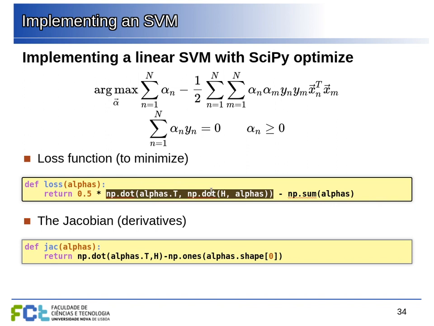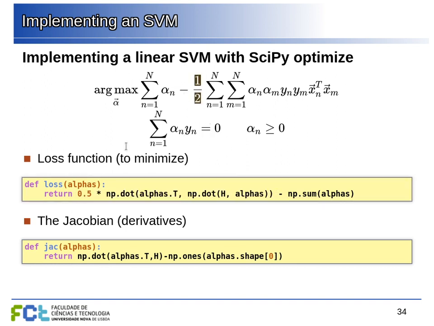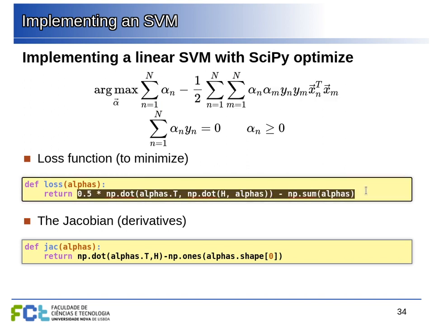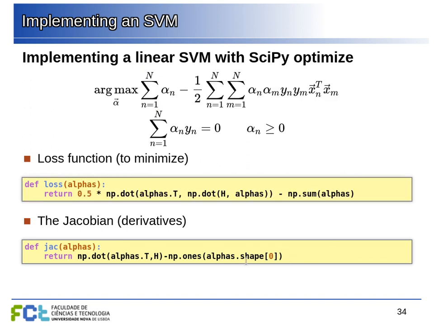And if you recall the rules of algebra, doing these inner products will add up all of these multiplications here. So we multiply this by 0.5, which is this 1/2, and this has a positive sign. And we subtract this expression here, which is just the sum of the alphas. This is just because we want to maximize, but we're going to use a minimize function, so we invert the sign of the loss function.